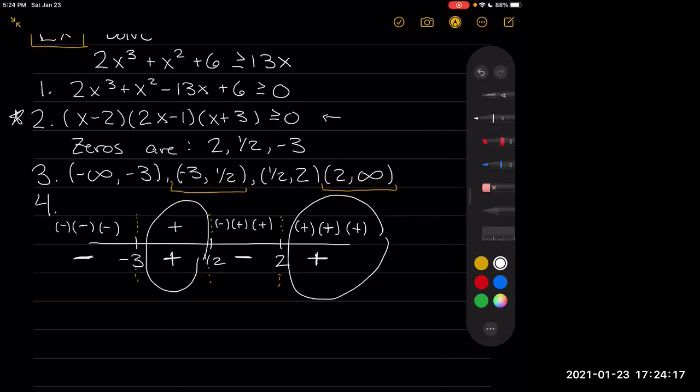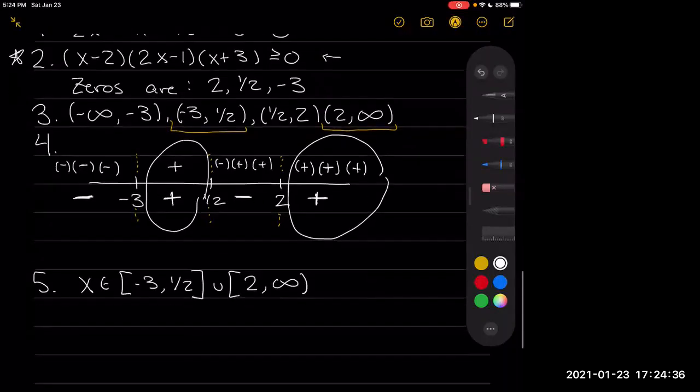So this means in our step 5, when we are solving, that means for x in hard bracket, -3 to 1/2, hard bracket, union 2 to infinity, x's in either of these intervals satisfy the inequality. All right, and so that's how we finish our first example.